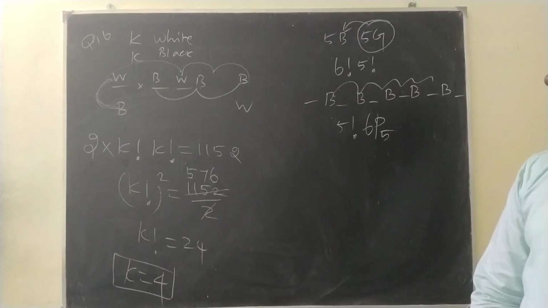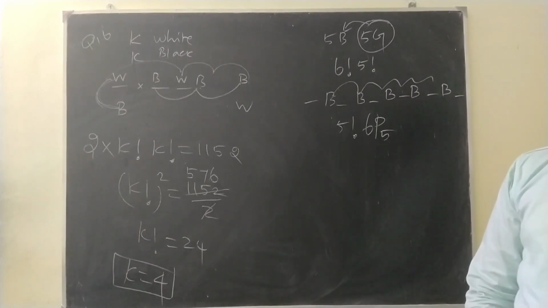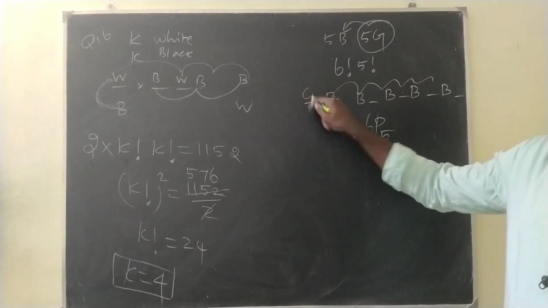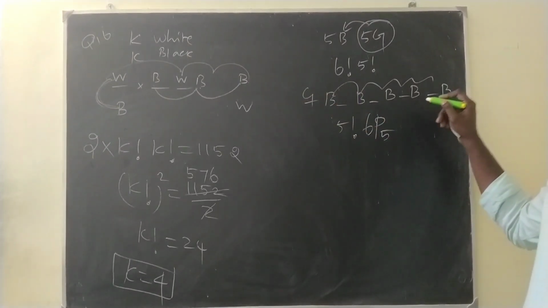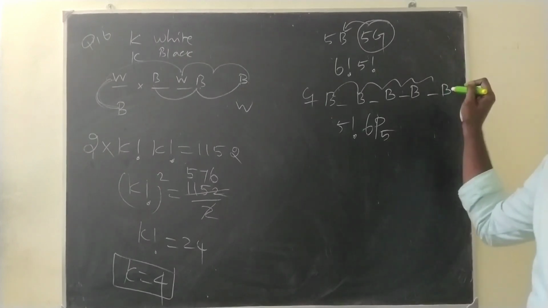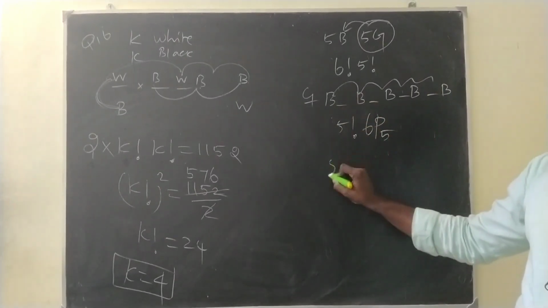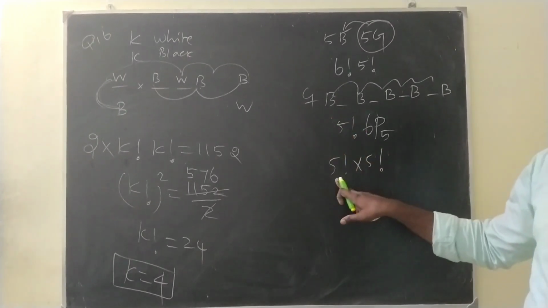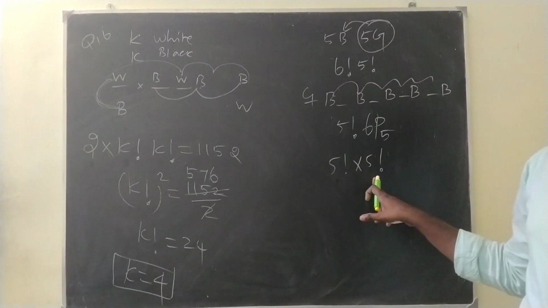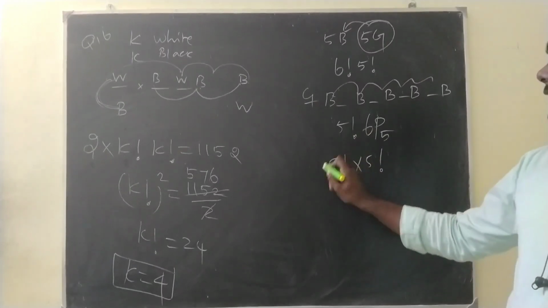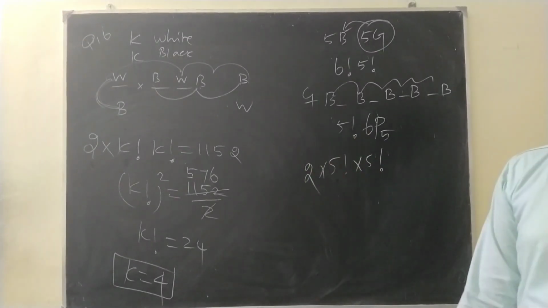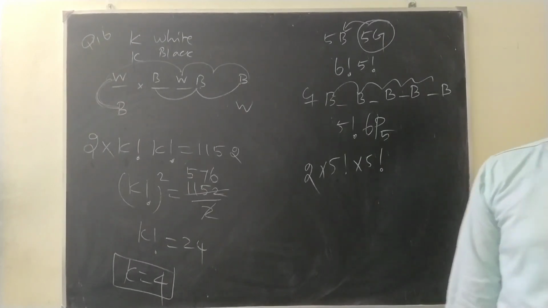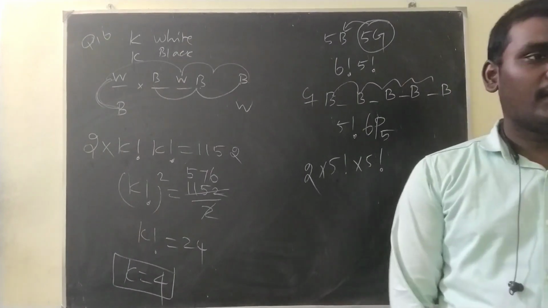Then boys and girls alternately. Same. See, boys and girls alternately. Either we can start with the girls and end with boys. These arrangements can be done in 5 factorial into 5 factorial ways. Boys can be arranged in 5 factorial ways, girls can be arranged in 5 factorial ways. Like that we have 2 arrangements. So 2 times 5 factorial squared, that is all. Okay. The remaining questions we will see tomorrow.